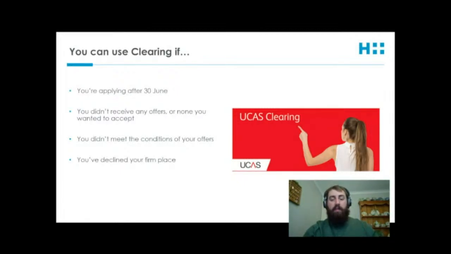Or equally, if you applied to another university because you thought you were getting C's and you got A stars and you wanted to apply for Durham, somewhere like that, you can also go through clearing and trade up, in a sense. That's what people call it. So if you didn't meet the conditions of your offers, so if you got an offer to say, yep, you can study with us at Bath if you get 2 A's and a B, and you get 3 B's possibly, you can go through clearing to find a place. Or you can use clearing if you've declined your firm place. So if you've had a change of heart for whatever reason, you can decline your firm place and go through clearing to find another course.